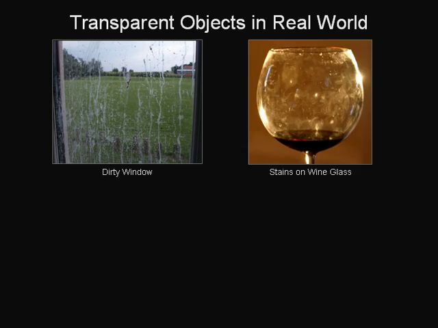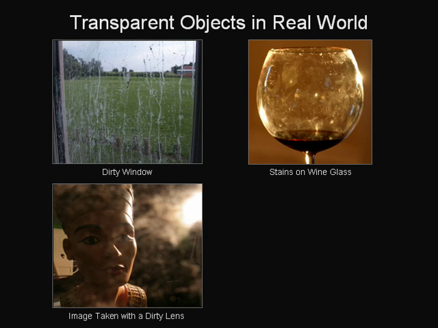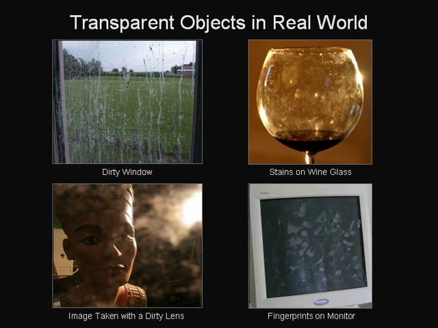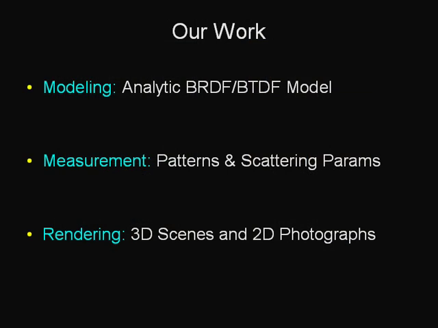The stains on the wine glass create an interesting soiled appearance. Dust on a camera lens generates lens glare and a washed-out effect in the image. Fingerprints and other contaminants are visible on a monitor when it is off, while they are almost invisible when the monitor is on. All these effects greatly enhance the perception of transparent objects and can be used in realistic image synthesis and game development. In this paper, we take a significant step toward modeling, measuring, and rendering contamination on transparent surfaces.